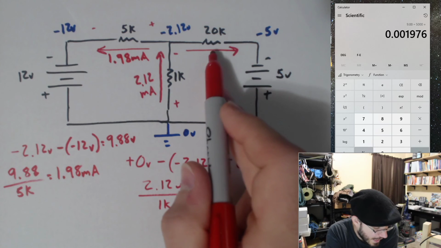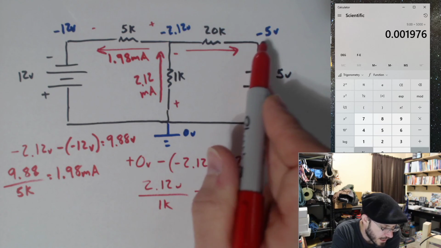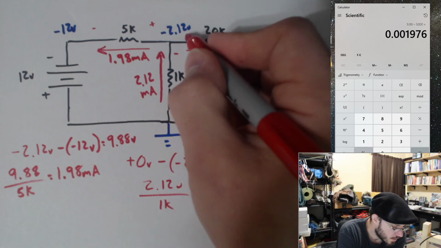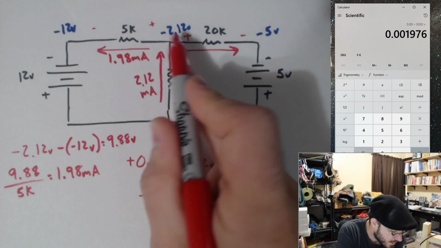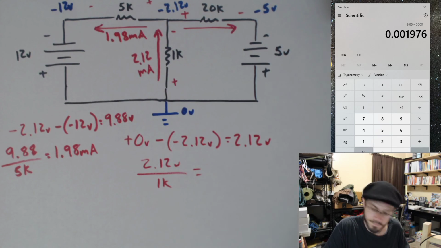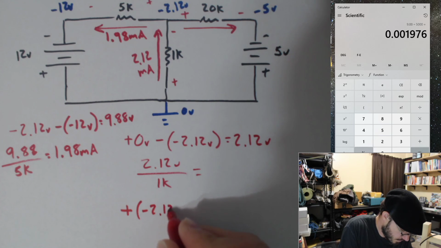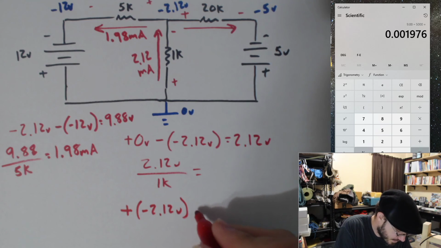Okay, let's look at this last one. Again, I have minus 2.12 and I have minus 5 over here, and I'm lazy and I don't want to overthink this, so I'm just going to put a plus here and a minus there, and I'm going to say plus a minus, minus a minus 5.